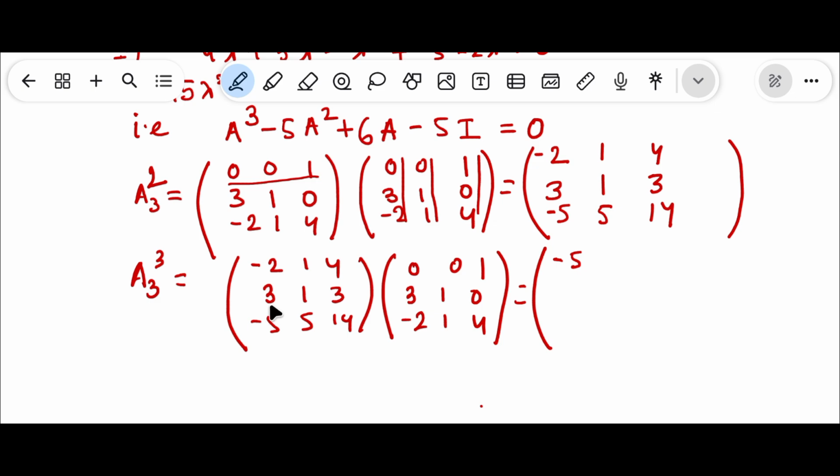Again I am multiplying [3 1 3] with this. So 3 into 0 is 0, 1 into 3 is 3, then 3 into -2 is -6. 3 - 6 is -3. Then -5 into 0, then 5 into 3 is 15, and 14 into -2 is -28. 15 - 28 is -13.